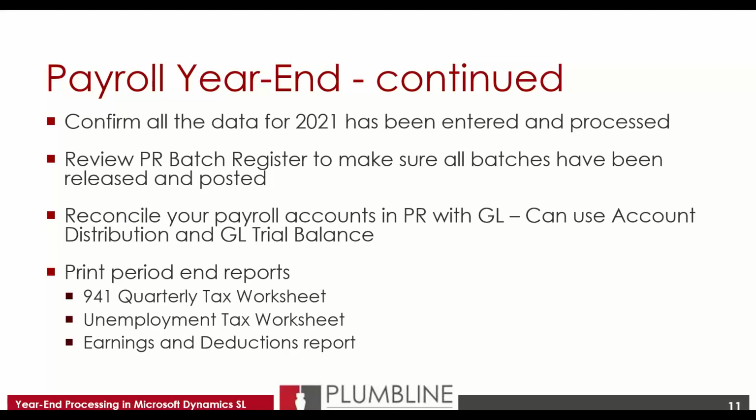First, you'll want to confirm that all the data for 2021 has been entered and processed. You can review the payroll batch register report to make sure all batches have been released and posted. Reconcile your payroll accounts in payroll with the general ledger account balances. And to do that, you can use your account distribution and GL trial balance reports to assist with that process. You want to print any period end reports, such as your 941 quarterly tax worksheet, the unemployment tax worksheet, and also the earnings and deduction report. So then at that point, you're ready to do the year-end closing in payroll.